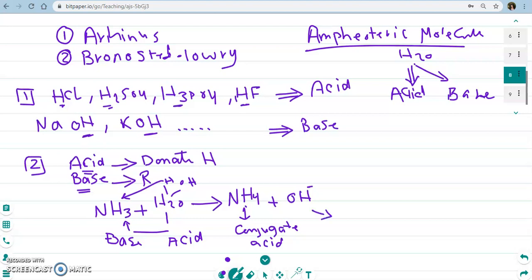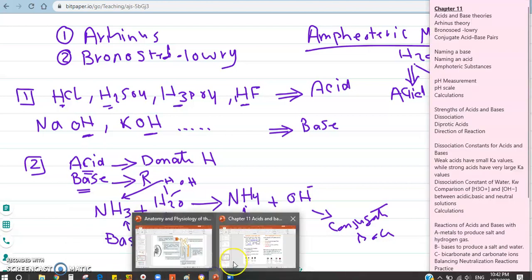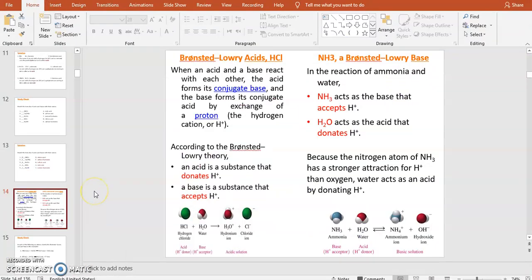And we'll call the OH conjugate. Oh, sorry, it's the opposite. This is a base, so it would be conjugate acid, and this is conjugate base, so it has potential to be a base. So these are the conjugate acids and bases.